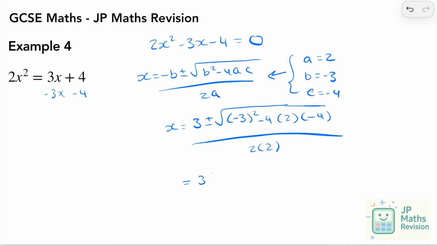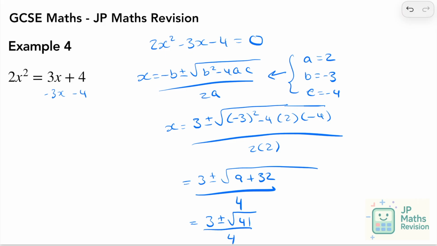So that's going to be 3 plus or minus the square root of 9, and then minus 4 times 2 times minus 4, because you have two negatives, that's going to be positive. So you're going to end up with plus 32 all over 4. So that's 3 plus minus the square root of 41 over 4, and that is your answer. Again, you can then type both of these solutions into your calculator to get an answer.